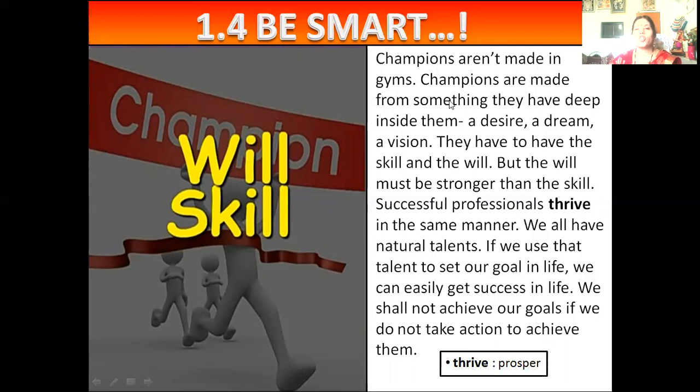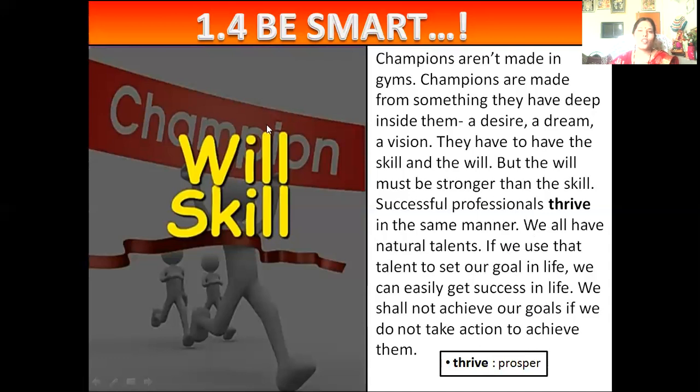Champions aren't made in gym. Champions are made from something they have deep inside them. A desire, a dream, a vision. They have to have the skill and the will. But the will must be stronger than the skill. Successful professionals thrive in the same manner. We all have natural talent. If we use that talent to set our goals in life, we can easily get success in life. We shall not achieve our goals if we do not take action to achieve them.